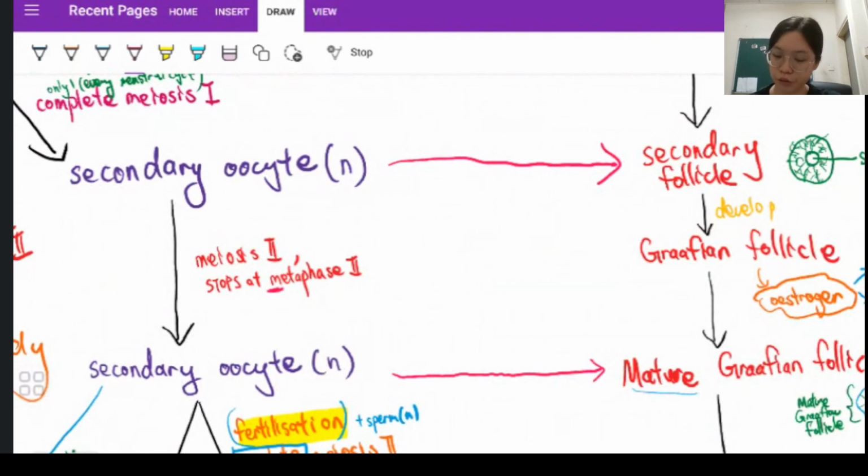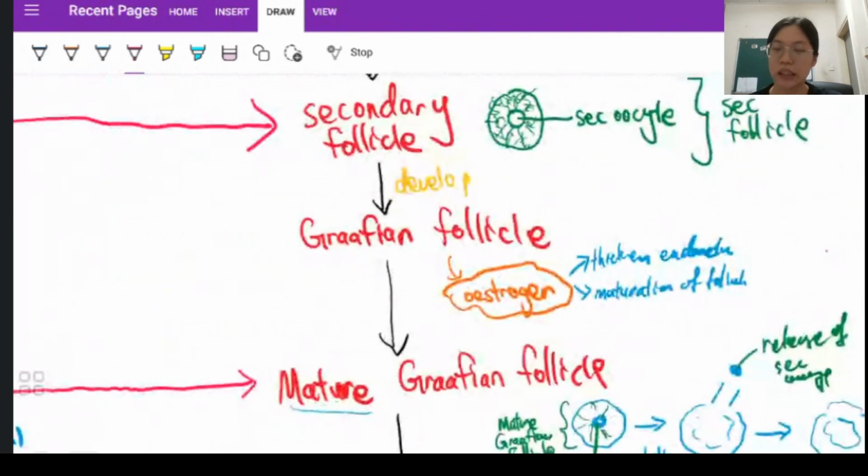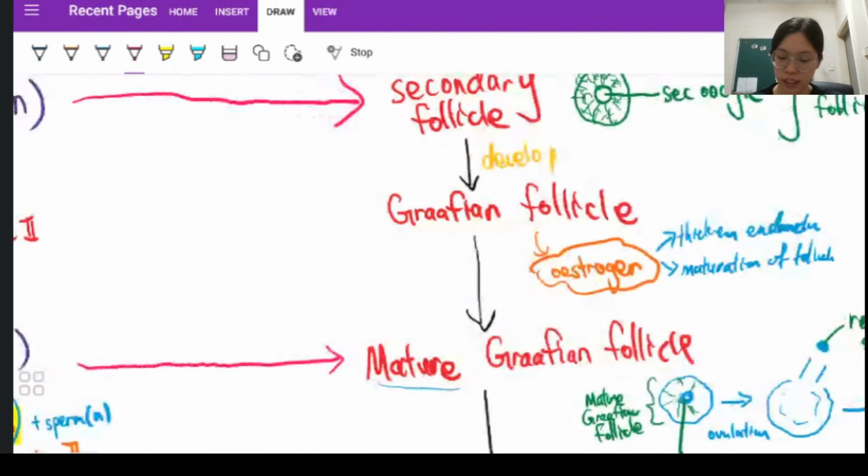When it stops at metaphase two, at the same time, the secondary follicle will develop into the Graafian follicle. This Graafian follicle is a larger, more mature follicle. The growing follicle will release estrogen, to thicken the endometrium and for maturation of the follicle. FSH stimulates growth of the follicle, and it also stimulates the follicle to release estrogen. This estrogen stimulates the follicle to grow until it matures. So now it becomes a mature Graafian follicle.